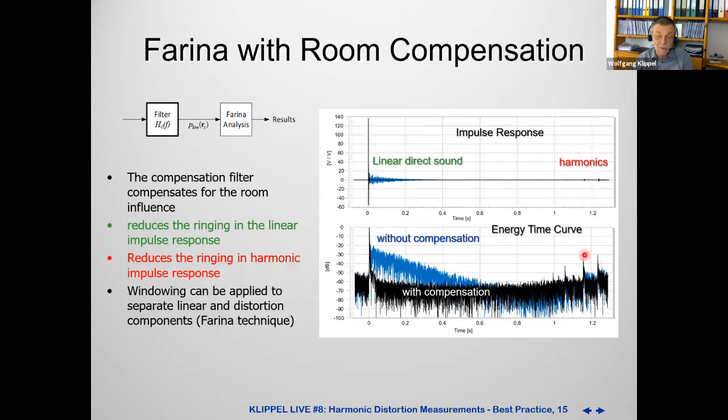Of course, this is quite important for the Farina technique. You see, for the fundamental, we have plenty of space and time to apply windowing, but here it becomes very short for windowing out each harmonic. So that's why applying a room correction function is very important for harmonic distortion measurement, especially if you are measuring quite fast.